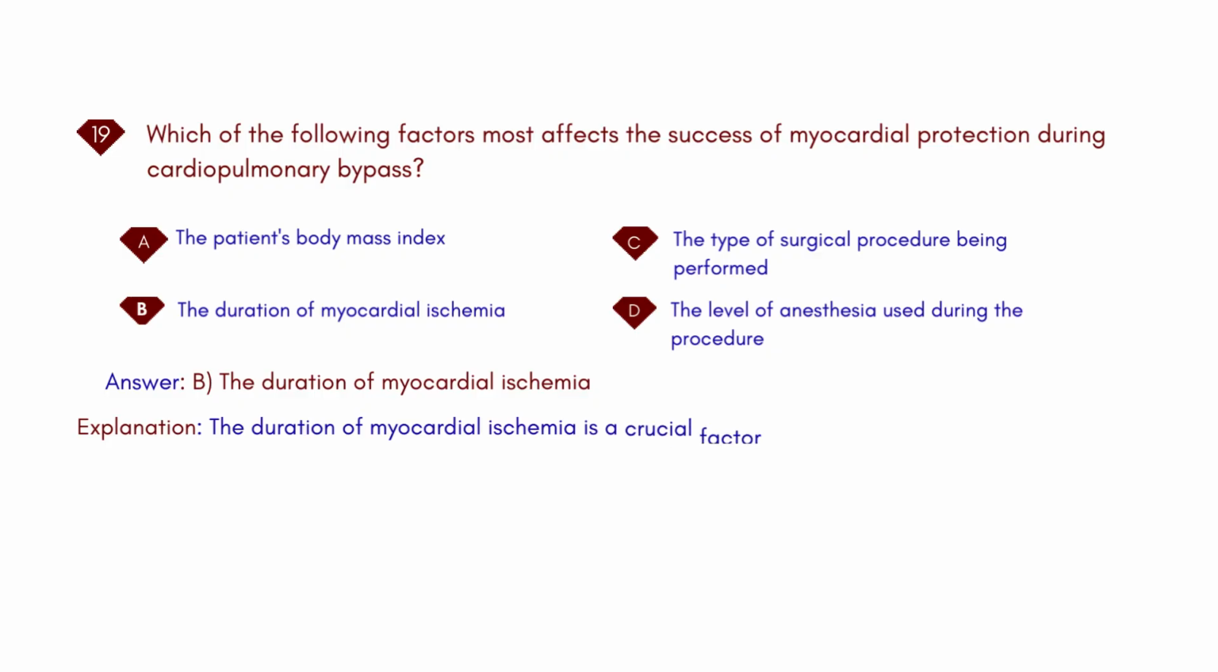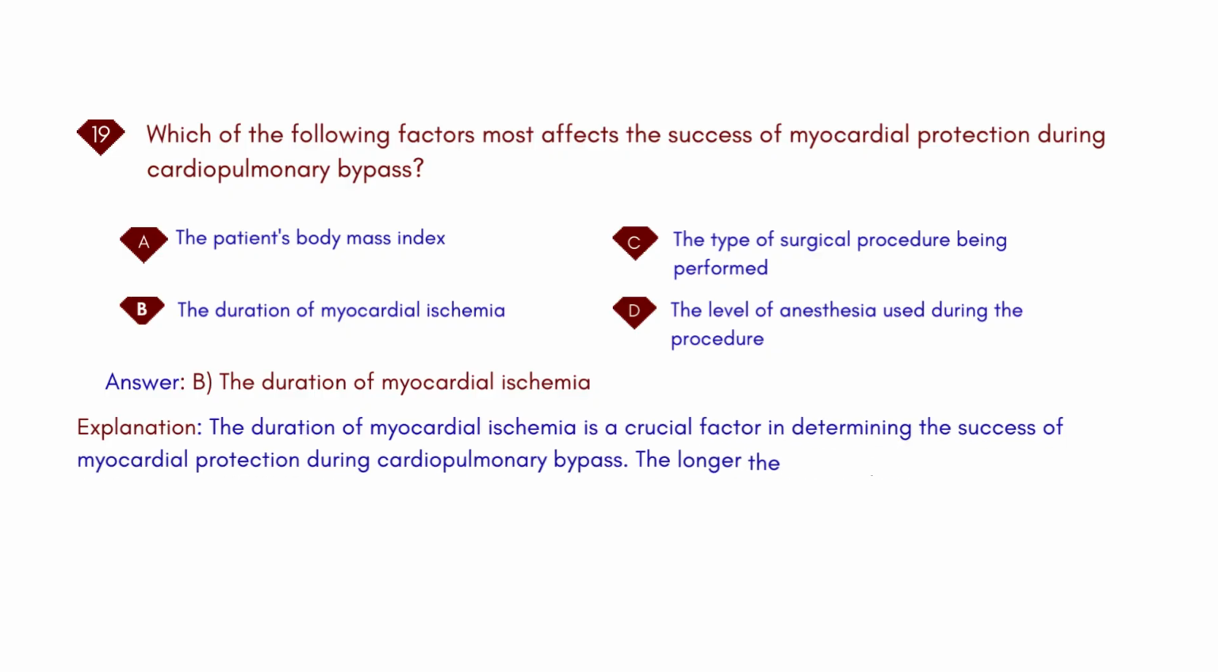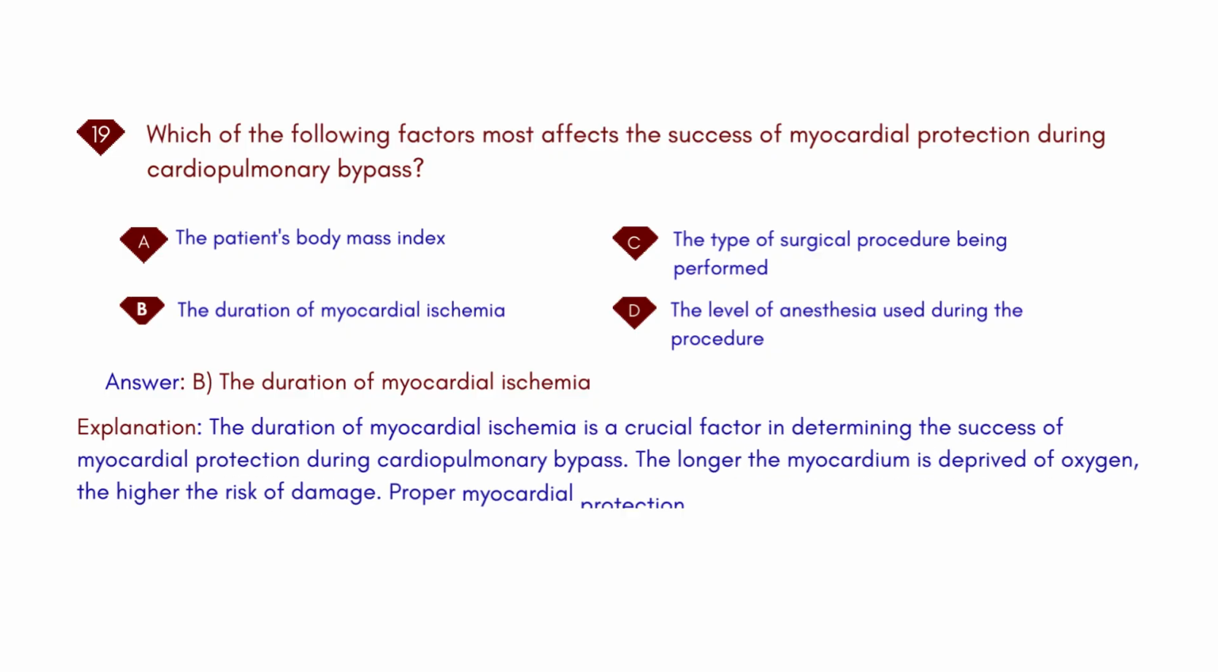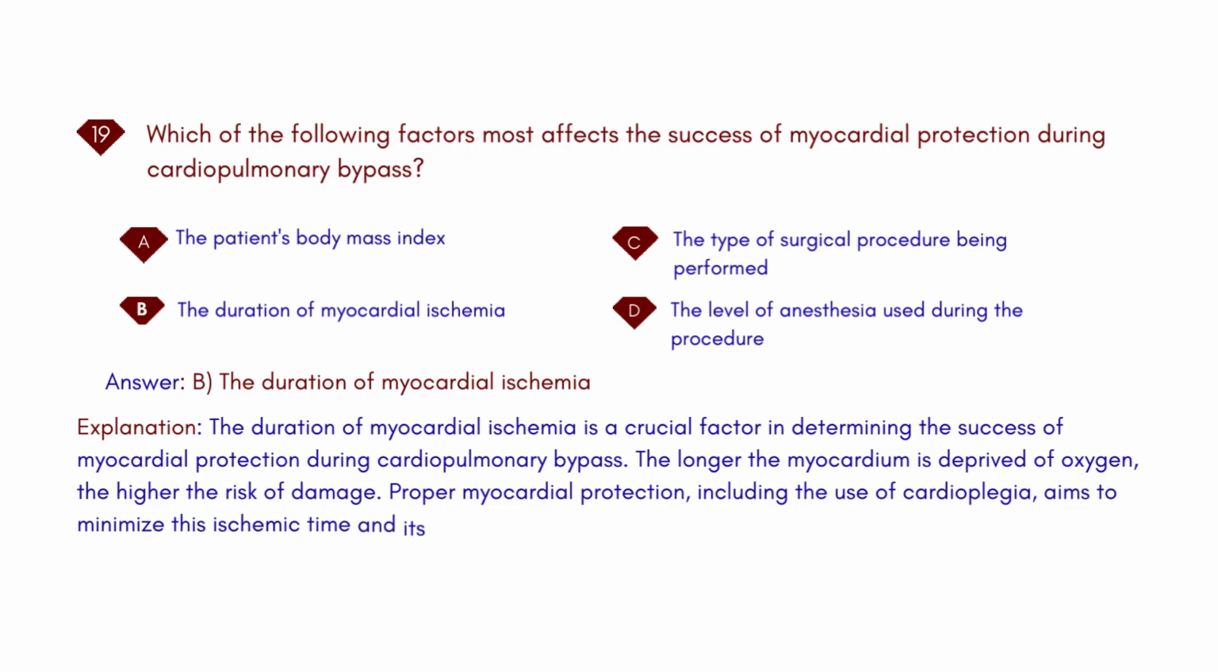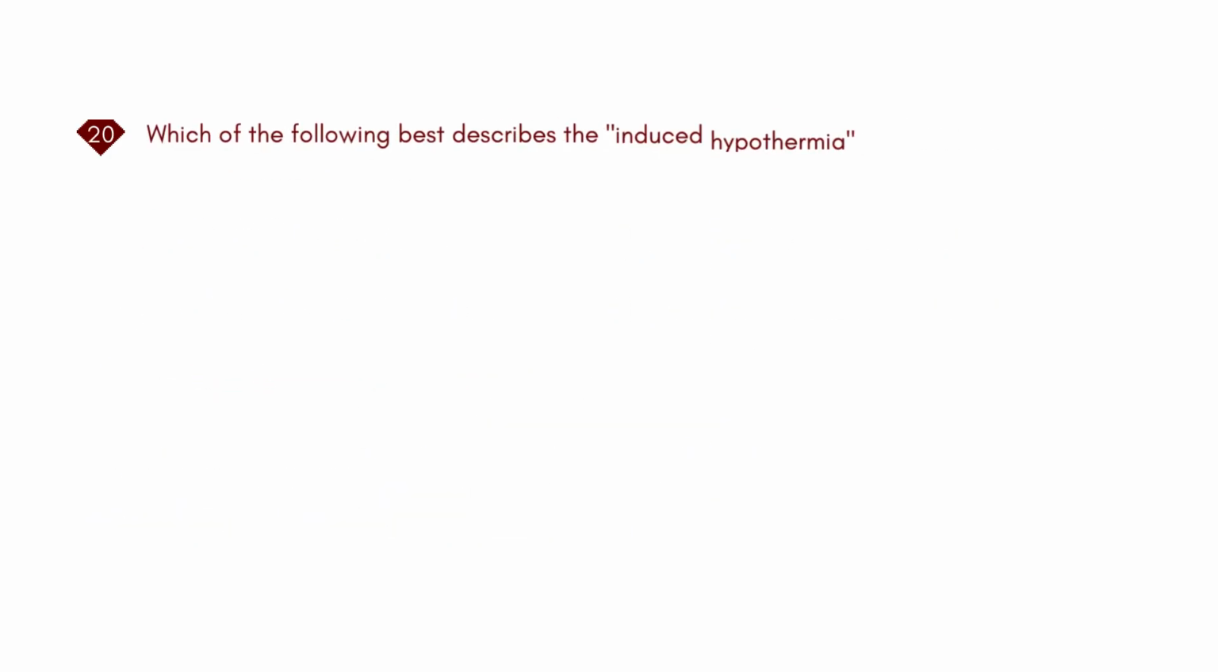Explanation: The duration of myocardial ischemia is a crucial factor in determining the success of myocardial protection during cardiopulmonary bypass. The longer the myocardium is deprived of oxygen, the higher the risk of damage. Proper myocardial protection, including the use of cardioplegia, aims to minimize this ischemic time and its detrimental effects. Which of the following best describes the induced hypothermia technique used during cardioplegia?